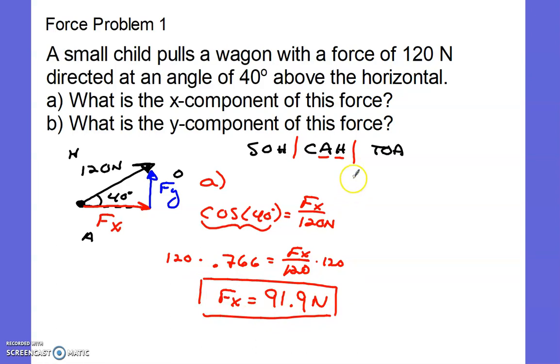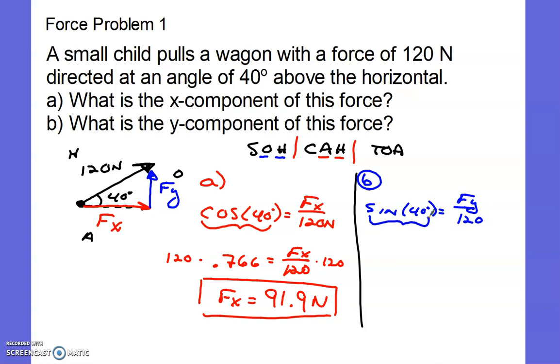Now we need to solve for the y component in letter B. To solve for the y component, we need to find the opposite side, and we know the hypotenuse. Opposite and hypotenuse means we're going to use the sine. Again, remember that this sine of 40 degrees simply represents a number. If you have a calculator where you can type it in, then you can do so. Otherwise, you look it up on a trig table and get that it is 0.643.